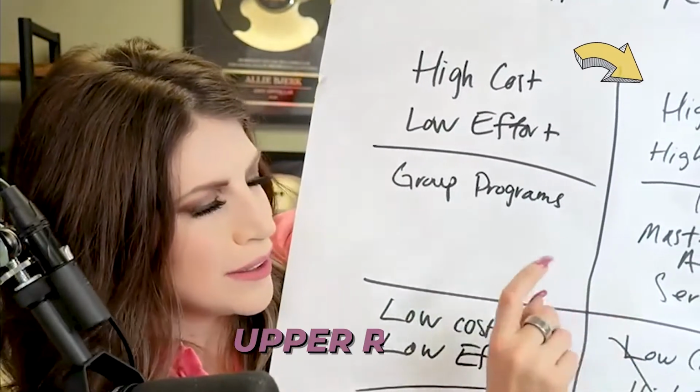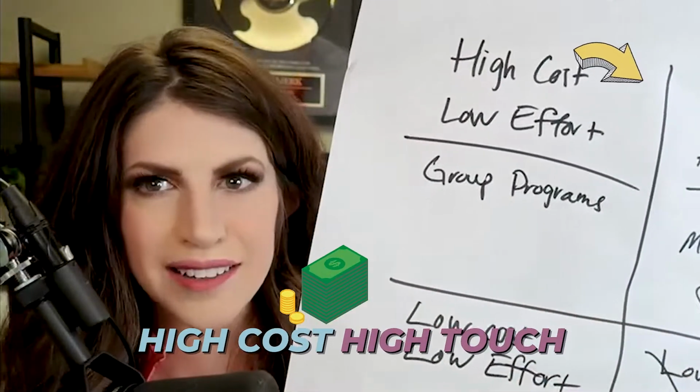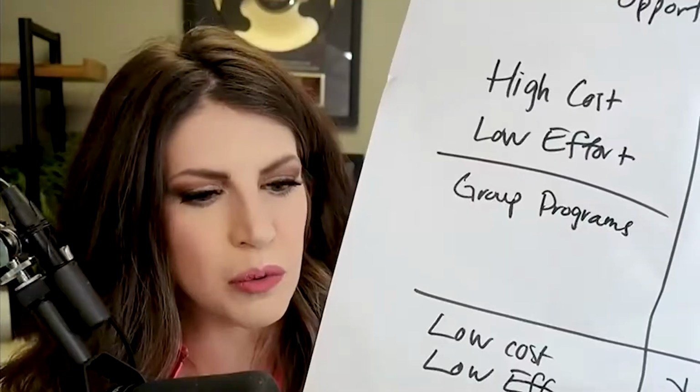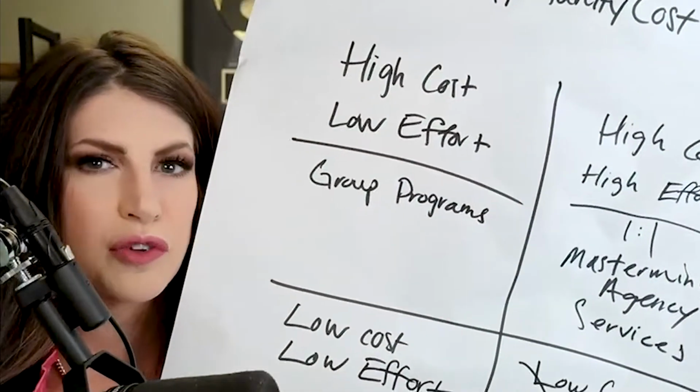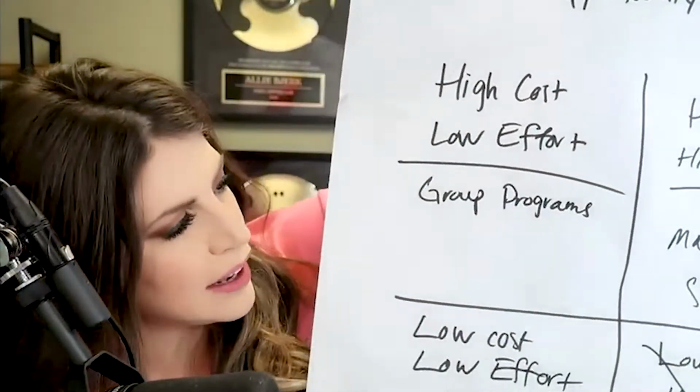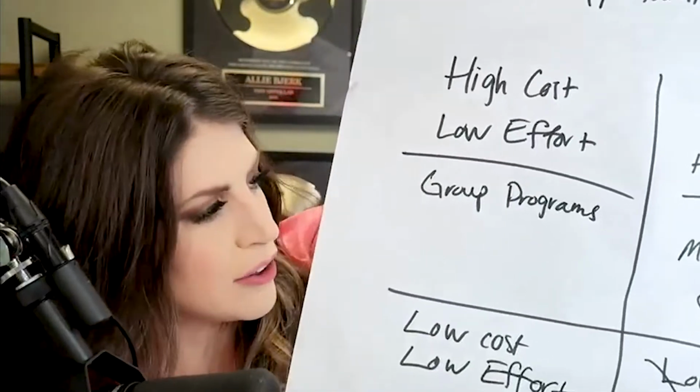But in the upper right, we have high cost, high touch. So these are your masterminds, your one-on-one agency services, like anything that you're doing that involves your time in delivery, that is going to be in this high cost, high effort piece of the quadrant.